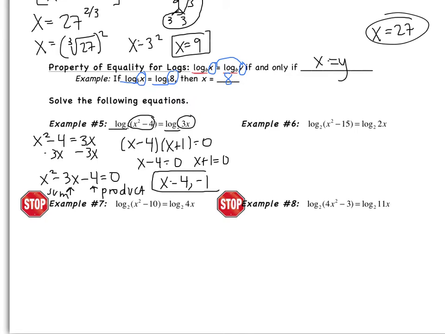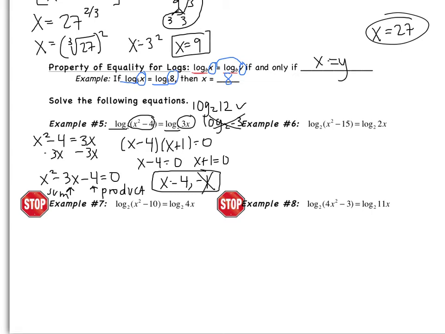Now, before I go any further, I need to make sure, do both of these answers work with the equation that I'm given? Well, let's substitute in 4. I'm going to start on the right side. If I substitute in 4, I get log base 2 of 12, which is possible. If I substitute in negative 1, I get log base 2 of negative 3. That does not work. We never take the log of negative numbers or 0. So negative 1 does not work. 4 is the only answer that works.